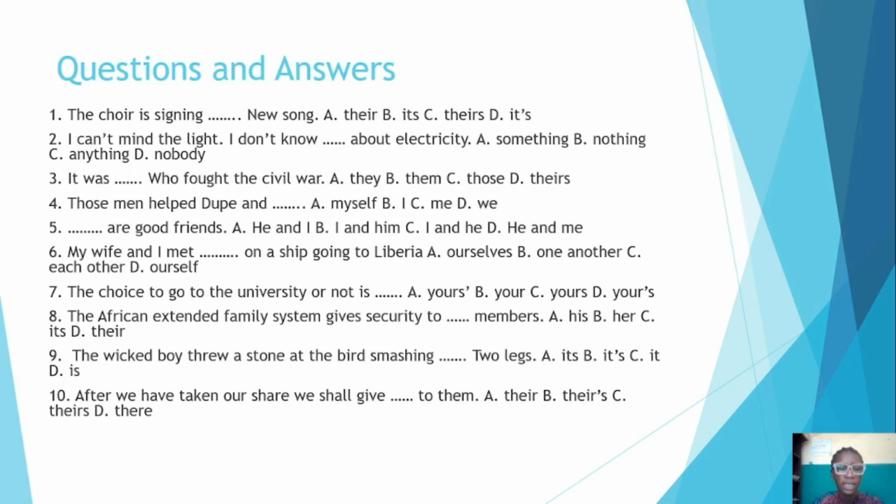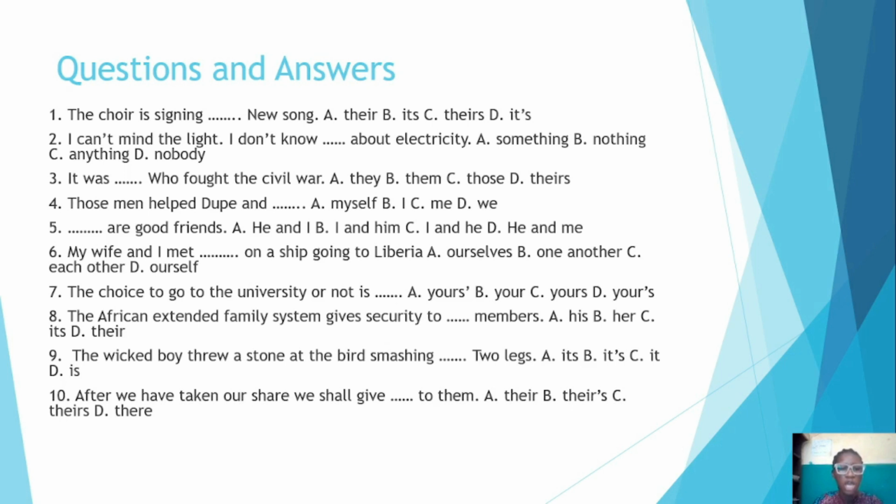Question 6. My wife and I met dash on a ship going to Liberia. Let's look at that subject. My wife and I, we're referring to two people. Let's look at our options. Option A, ourselves. Option B, one another. Option C, each other. Option D, ourselves. Reciprocal pronouns. Remember that we said we use each other when we're referring to two persons and use one another when we are referring to many. So the correct option is option C. My wife and I met each other on a ship going to Liberia.